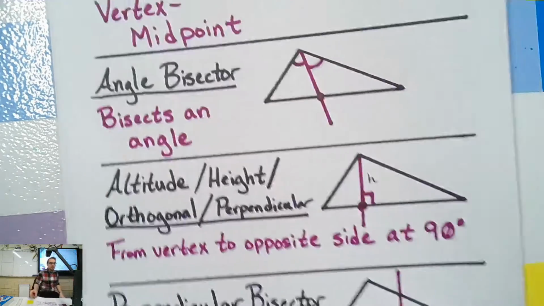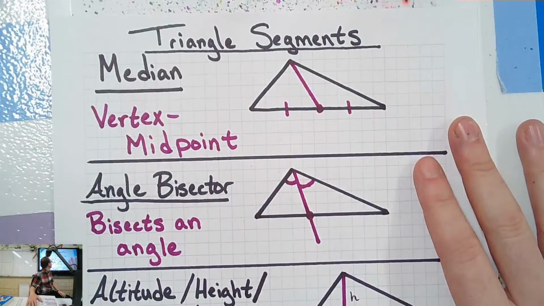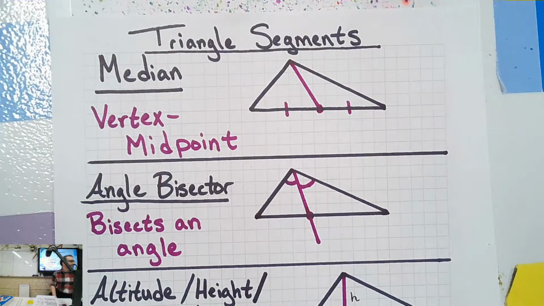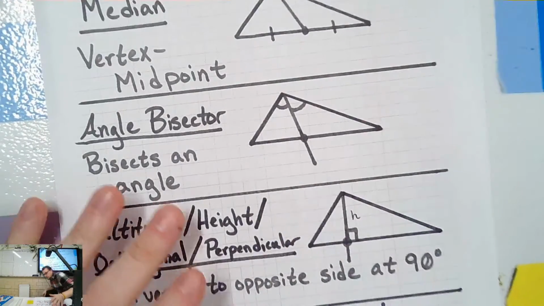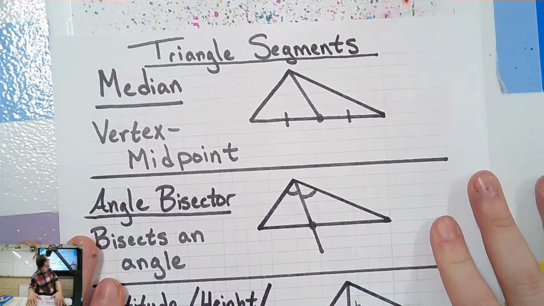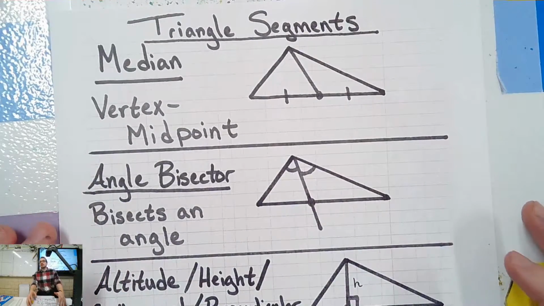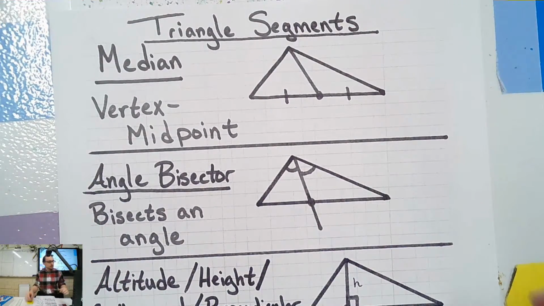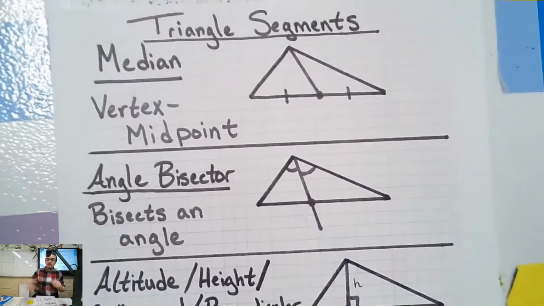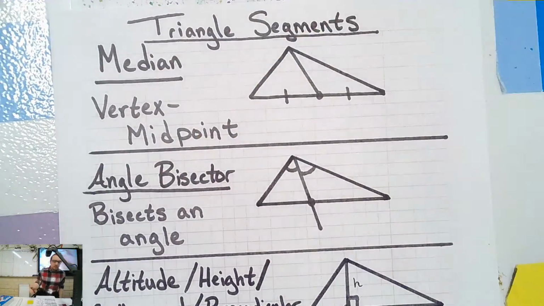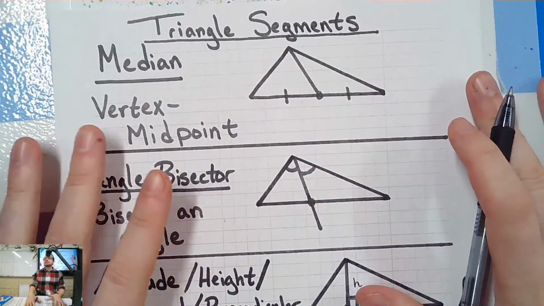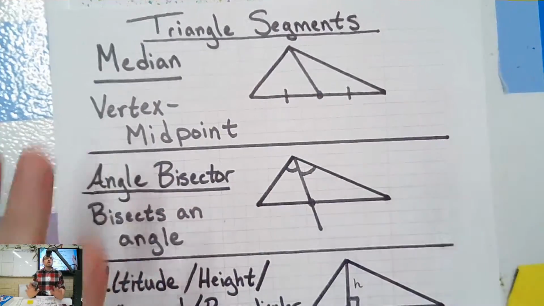So, let's take a look at this thing first. You did some talk about triangle segments, right? That's the color copy. Here's the black and white copy. We've talked about triangle segments before, special segments in triangles. We just haven't really called them anything. At most, I might have done it in passing.